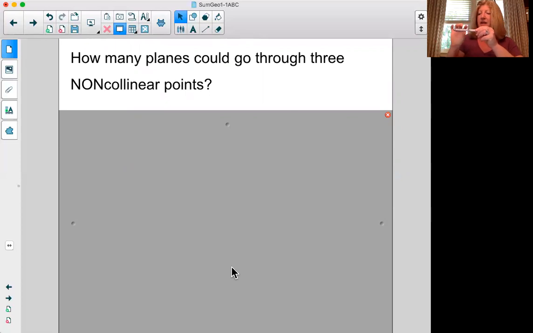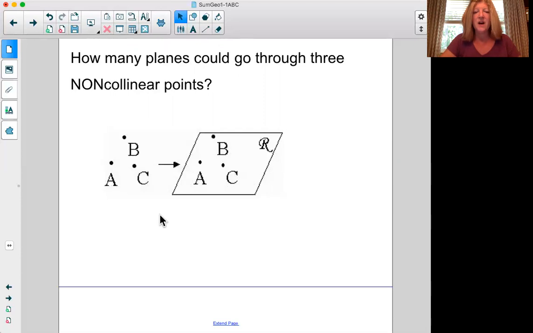On the other hand, what if that third point was not on the same line? So we know that through any 2 points we could draw a line, but what if the third point is out here? Then I would put the edge of the plane through those first 2 points and angle out to catch that third point. And there'd be one and only one plane that could go through those 3 points. 3 non-collinear points will define the plane, will tell you exactly which plane it is.